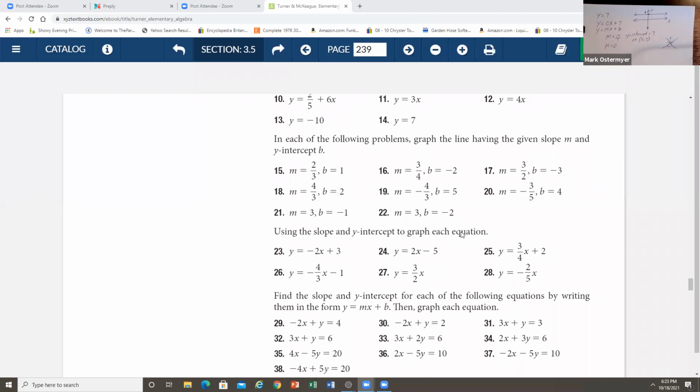Same thing here, ladies and gentlemen. If they give you the y-intercept of a line and they give you the slope, there should be enough information to graph the line.